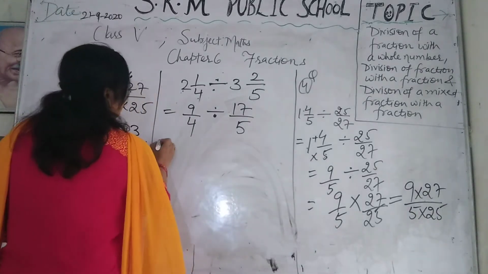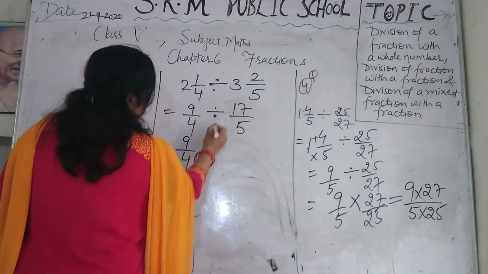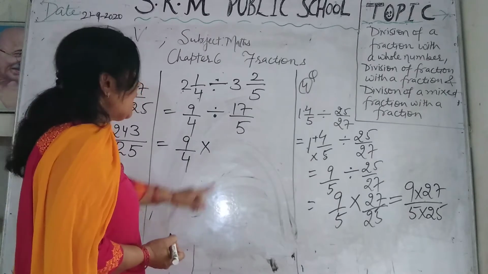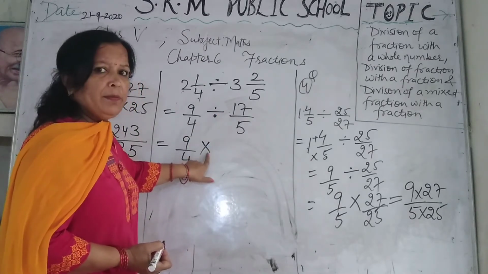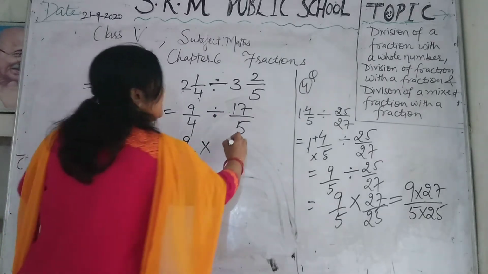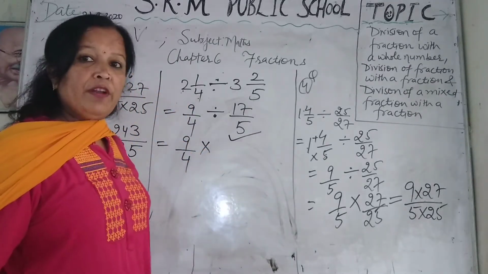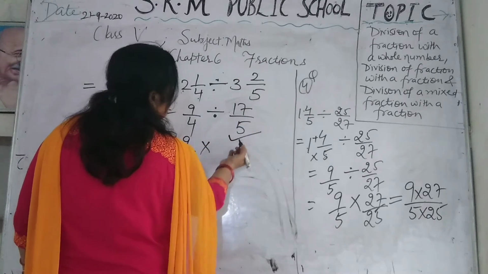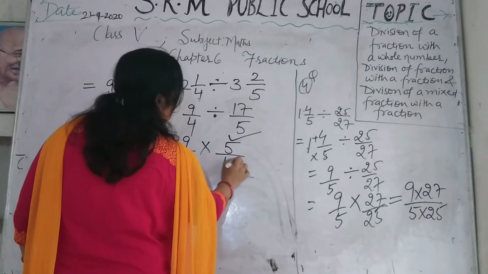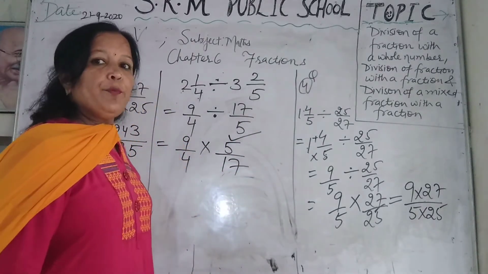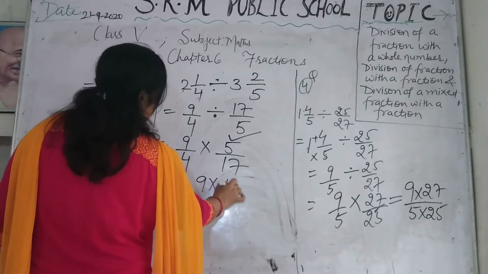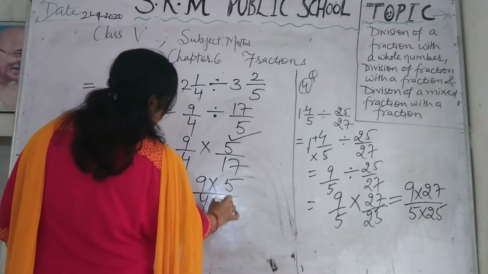Now the next step is the division sign is converted into multiplication. As soon as you convert into multiplication, the reciprocal of the second fraction is taken. What do we take of the second fraction? Reciprocal. So the reciprocal of 17 upon 5 is 5 upon 17. Now multiply numerator with numerator, denominator with denominator.